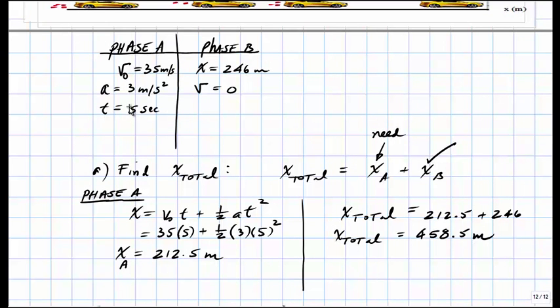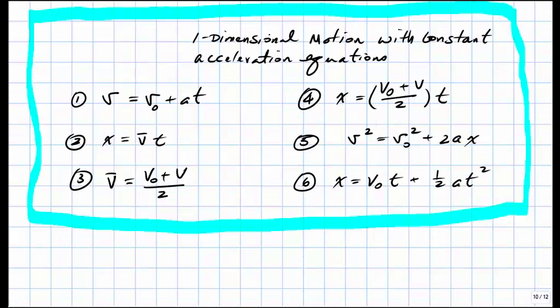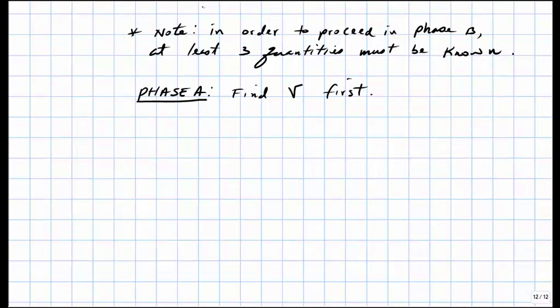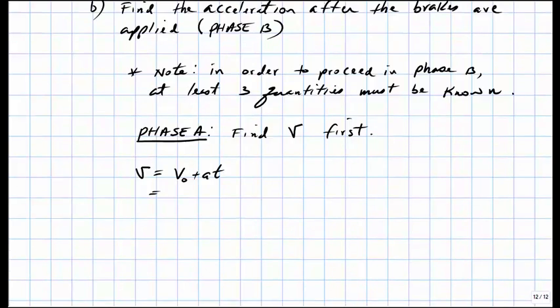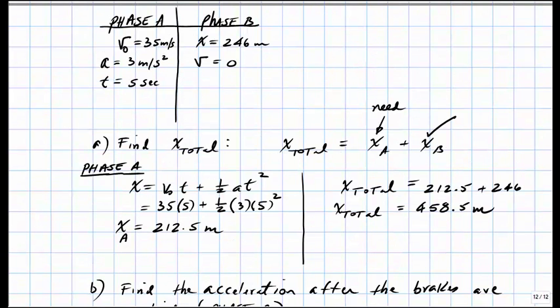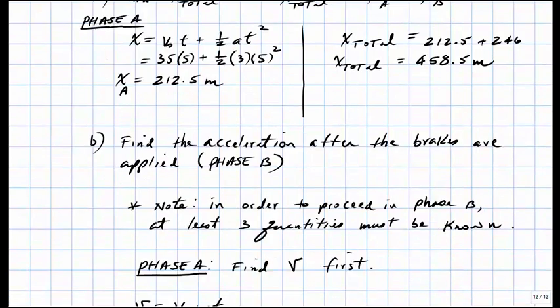Let's now go to our 1D equation motion box and see if we can find an equation for V. So here's our box, and let's examine equation number 1. It has a V in it. We also know V0 in phase A. We know the acceleration and we know the time. This is the equation we're going to use. So the equation is V equals V0 plus AT. V0 is known to be right here in our table as 35. The acceleration is 3 and the time is 5.